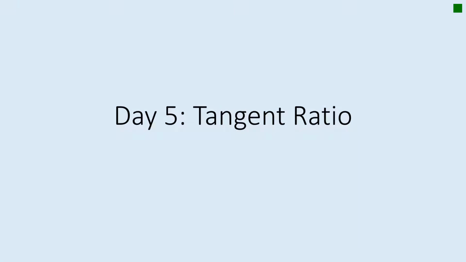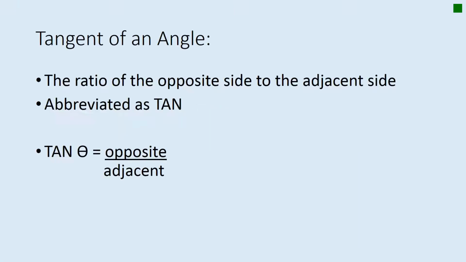Okay, now we're moving on to the tangent ratio today. So the tangent of an angle is again just a ratio, but this time we're looking at the opposite side to the adjacent side. So we just abbreviate that as tan. So here, tan angle equals opposite over adjacent.